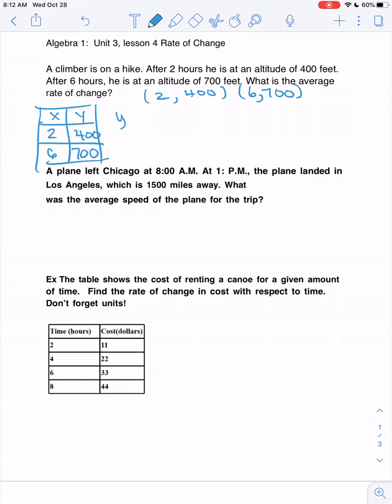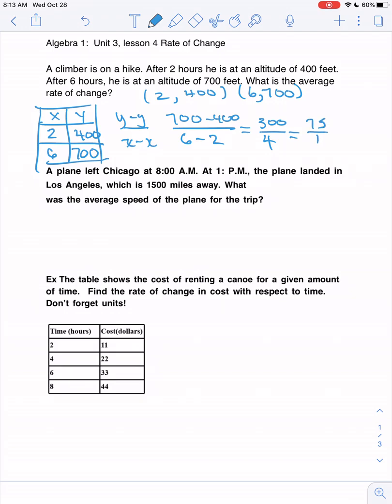So we're going to use our y minus y over x minus x. So we're going to take 700 minus 400, that's our y minus our y, over our x minus x, which is 6 minus 2. So it looks like he increased 300 feet in a rate of 4 hours. So let's simplify that. We're going to take 300 divided by 4. We're going to get 75 over 1.